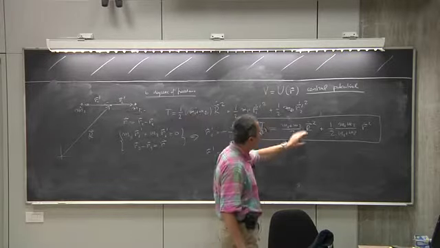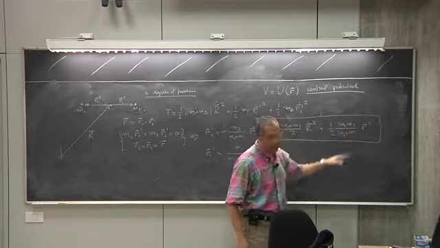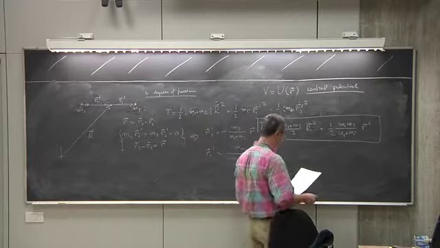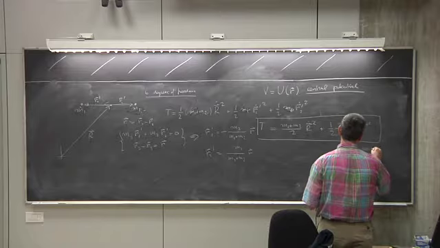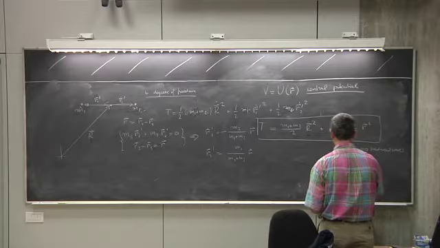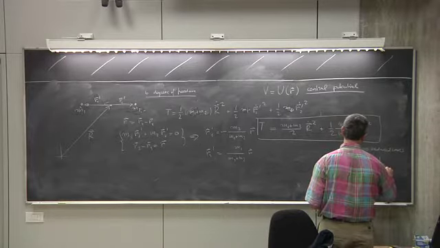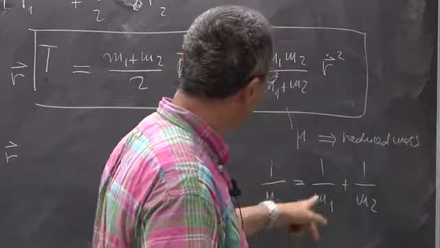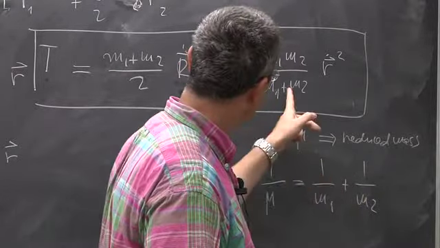And here it's the same. The other interesting thing, you see, it depends only on this combination of the masses, that is usually written as mu, and it's called the reduced mass. And usually it's defined like this: 1 over mu. If you have two masses, m1, m2, the inverse of the reduced mass is the sum of the inverses of the two masses. You see, this is exactly what mu is.